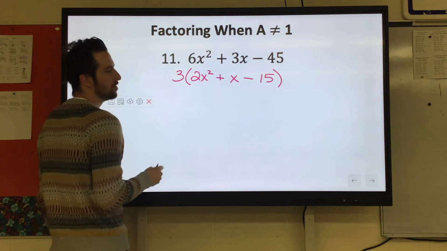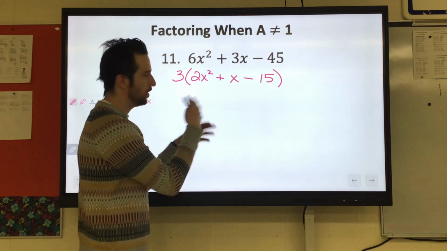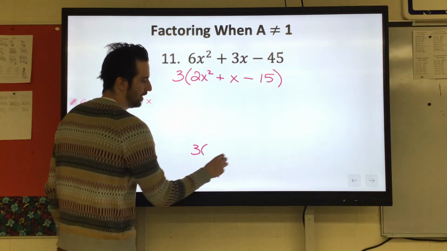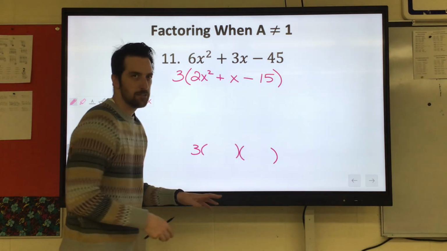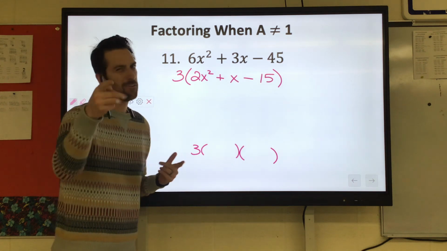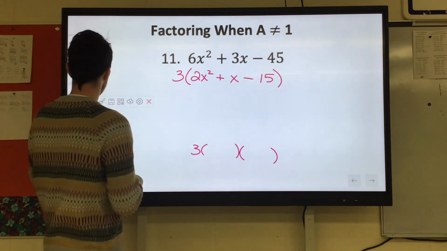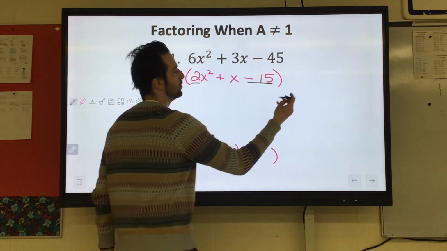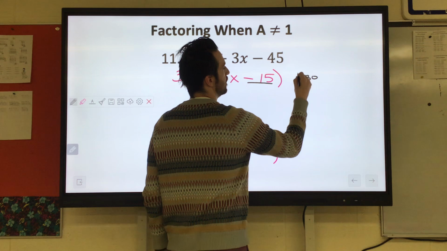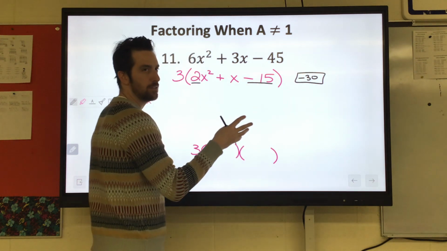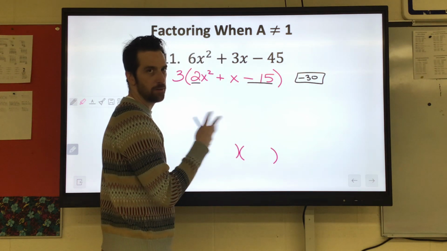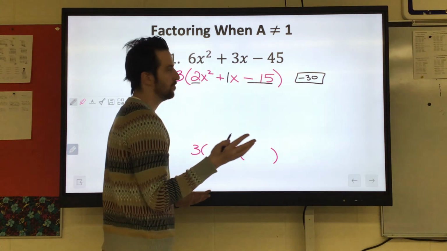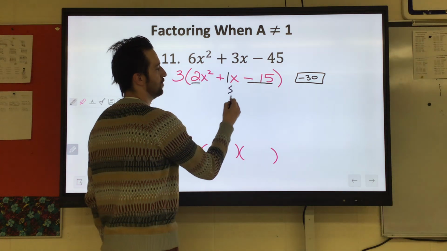Now that 3 on the outside, sometimes kids get caught up in the rest of the problem and they forget about it. So what I usually do when I'm doing these myself is I'll write the final answer and I put the 3 there so then I don't have to worry about forgetting it later. Now we're working inside. We're doing 2 times negative 15. That's negative 30. I know when it multiplies to a negative, it has to be one of each, a positive and negative, and they have to be 1 apart. So I'm looking for factors of 30 that are 1 apart from each other.